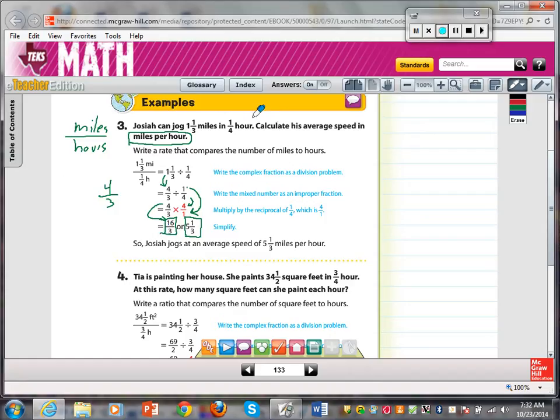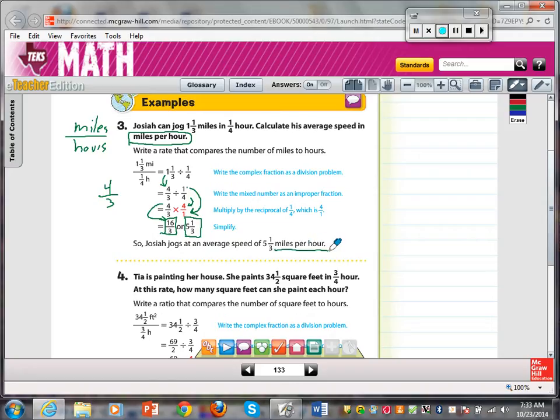So now when you have a word problem, you have to say what it actually means. Because if you just give me these numbers like this, that really doesn't mean anything unless you put it back into the context of the problem. So this would be, Josiah jogs at an average speed of 5 1/3 miles per hour.